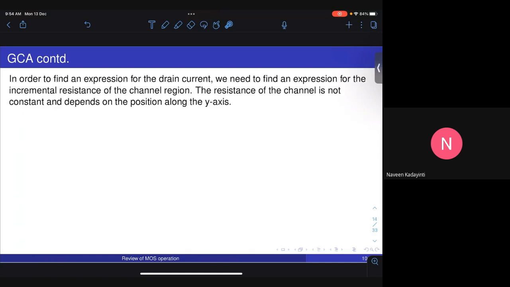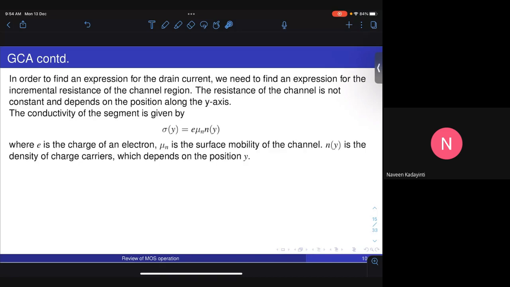So first we need to find an incremental resistance, then we'll integrate it along the y-axis. The resistance is not constant, it depends on the position along y. So the incremental resistance will be a function of y. In this case, the y-axis goes from 0 to capital L, where L is the length of the channel. The conductivity of the segment is given by sigma of y. So conductivity is not constant. It depends on the position y along the channel.